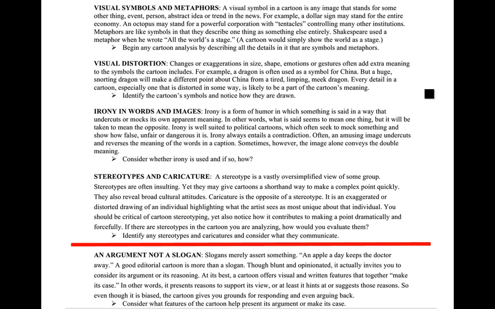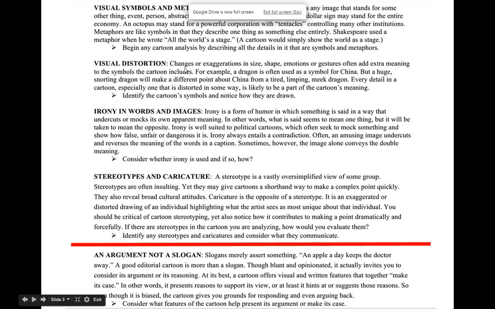So at the bottom here is the main goal of the cartoonist. The cartoonist is trying to persuade, to create an argument. They're blunt and opinionated. A cartoon offers visual and written features that together try to make a case, try to present and support its view. And so you can read that there. But I think we get the idea of what cartoons are trying to do to be able to give the cartoonist's point across. But here's some of these tools.